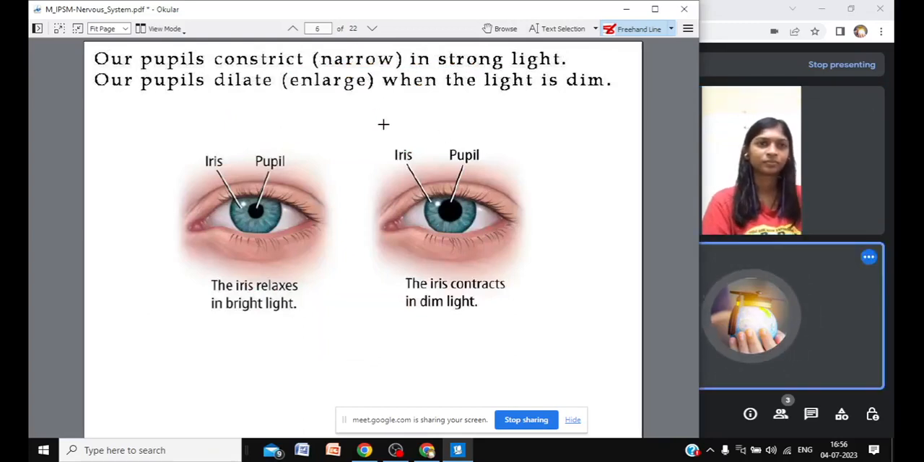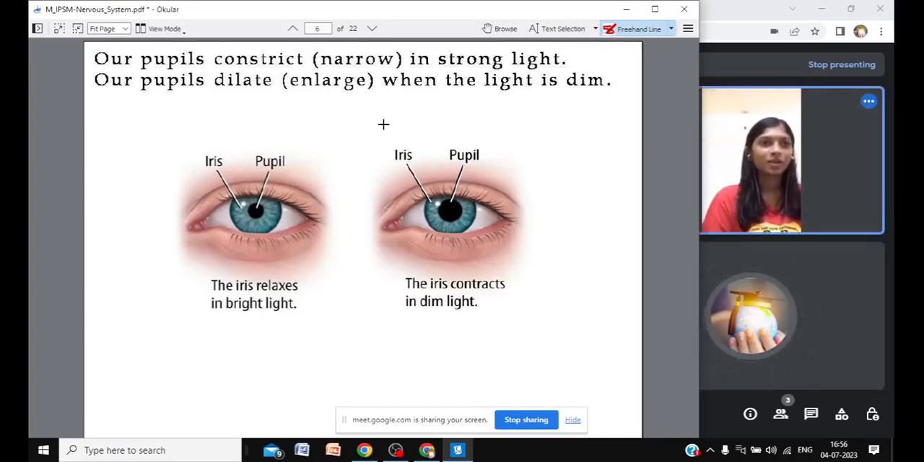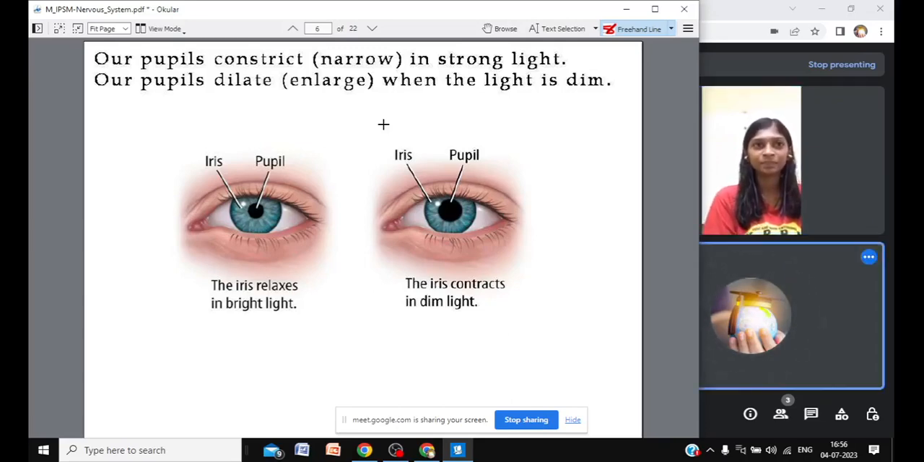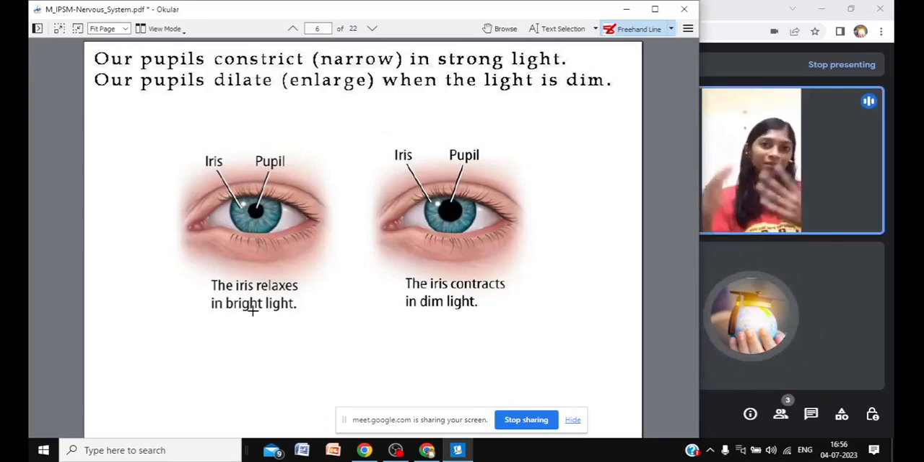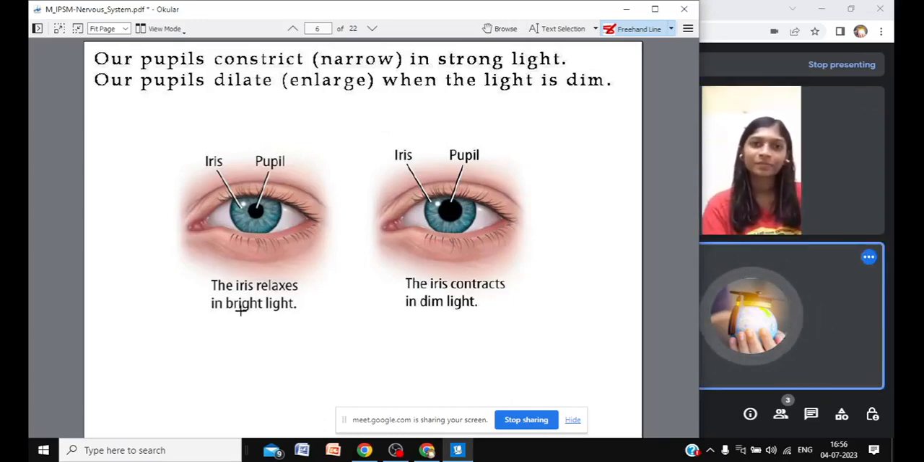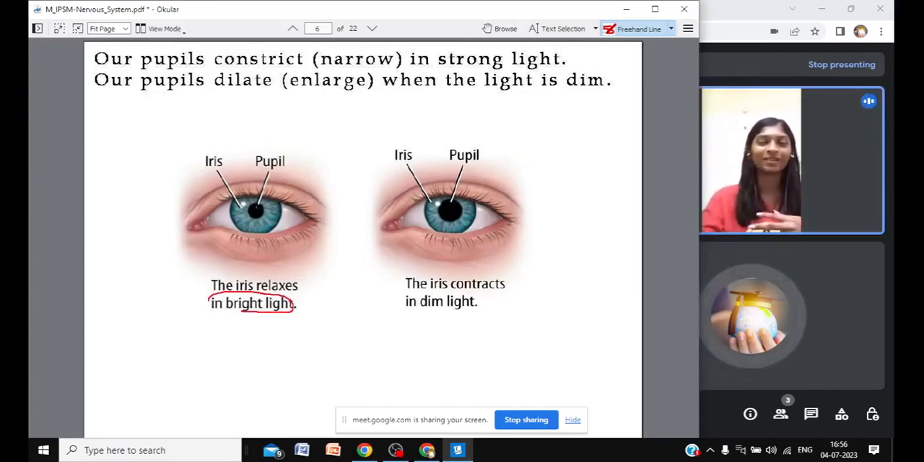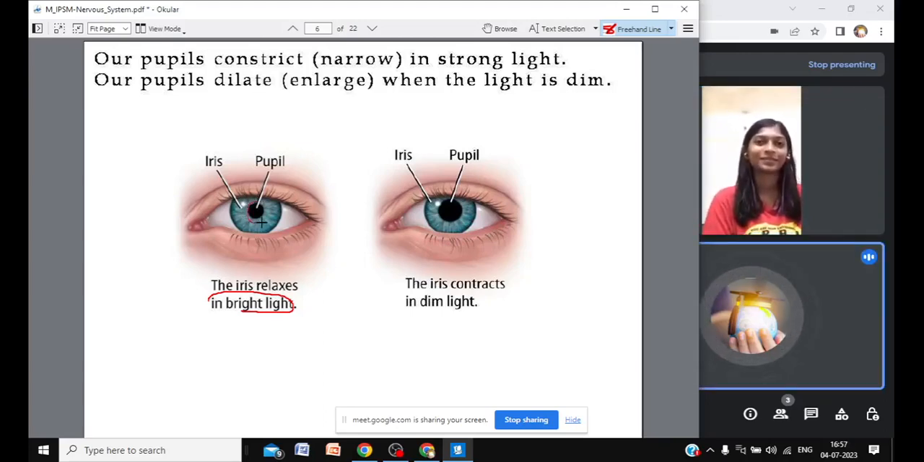Now explain this one. Try to explain this one. Our pupils constrict, which means they narrow in strong light, and our pupils dilate, which means they enlarge when the light is dim. See, when you are in bright light, what happens? In bright light, the pupils narrow. There is strong light falling on our eyes. See the size of the pupil, this black round is very small.